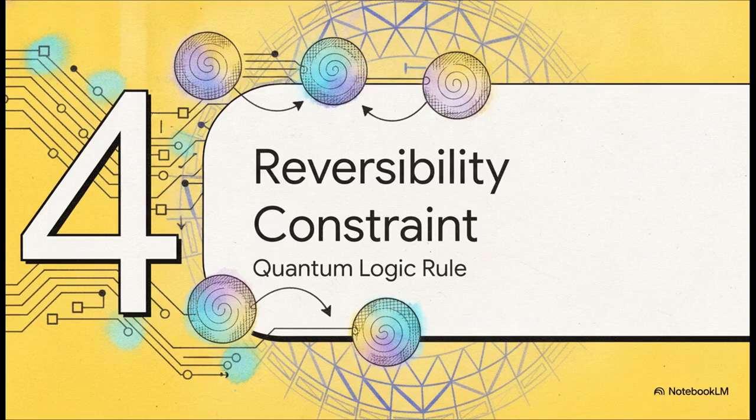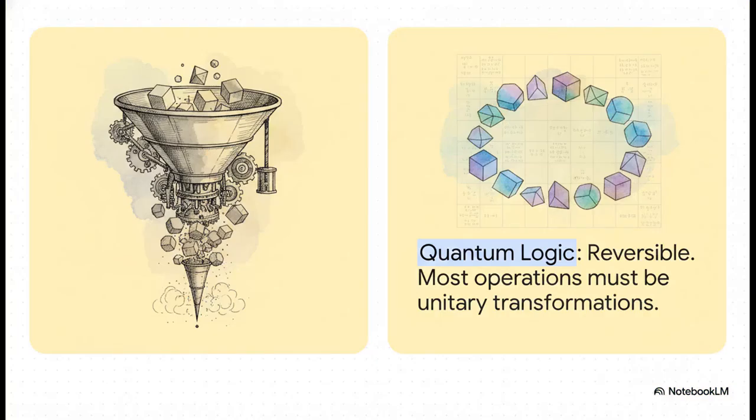Section 4. The Reversibility Programming Constraint. Let's compare these two paradigms, because making this jump requires a complete rewiring of how you think about writing software. Classical logic is inherently irreversible. When you use an AND or an OR gate, you literally destroy information. You can't perfectly reverse the computation to find out what the inputs were.